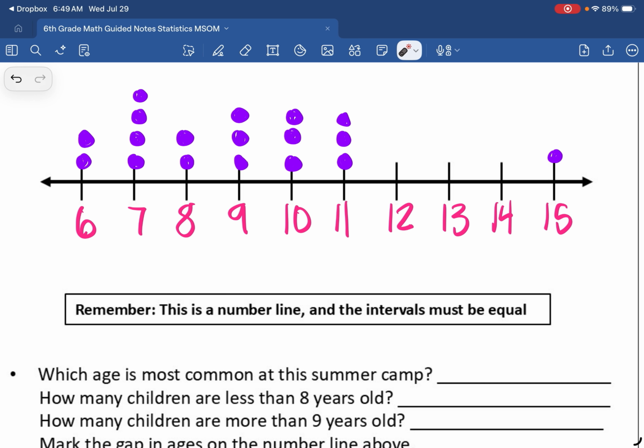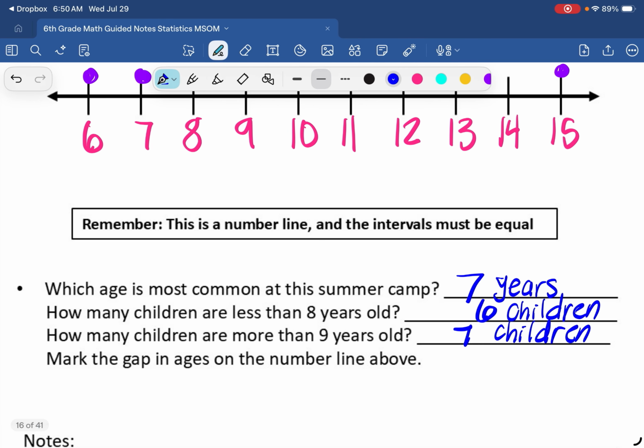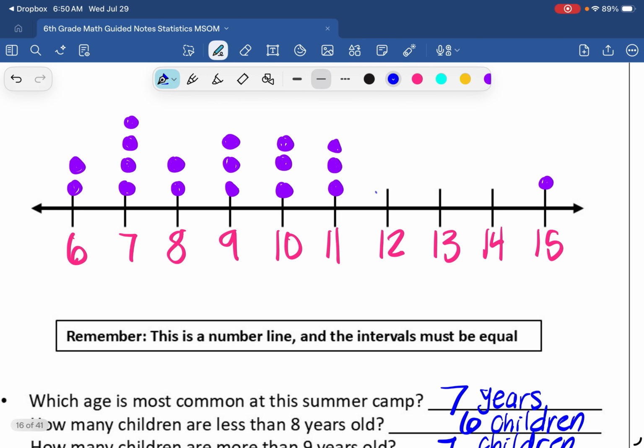So I'm going to look for my highest tower, and that's going to be 7. How many children are less than 8 years old? Right here. So those dots, there's 6. How many children are more than 9 is going to be these dots right here. So adding those up is 7. Mark the gap in ages on the number line. So then I'm just going to mark this gap right here.